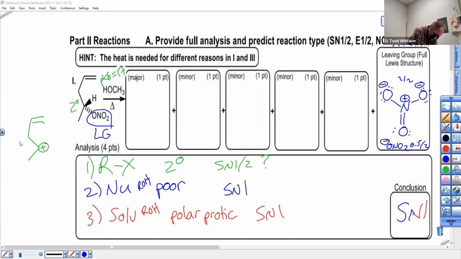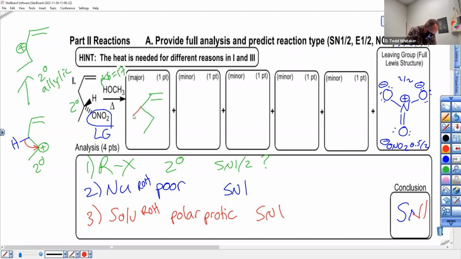What can this cation do to become a much better cation? Hydrogen shift. Secondary is going to become secondary allylic, which is going to give all of our major products. Looks like there's only one. Copy that. New bond to what? Right there. Major SN1 product. New bond to what atom? O, with a CH3 attached. Now tell me what kind of product this one is.